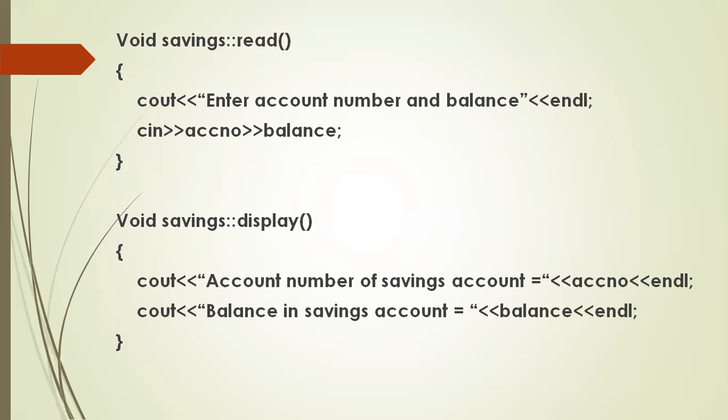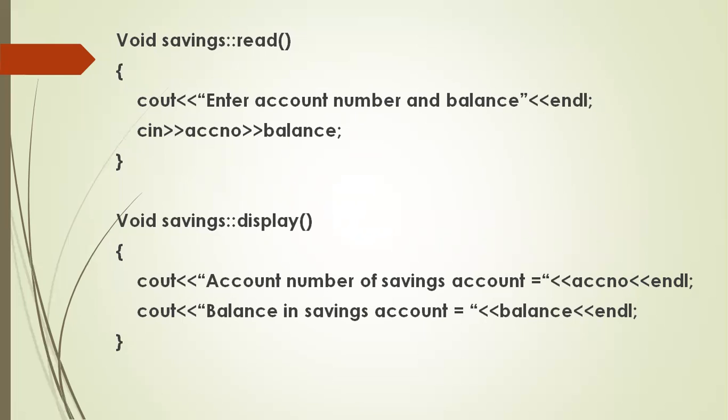So these are the two member functions of the savings class. Void saving read function, just similar to the read function of the current class. Next, again you have to define the display function, which is similar to the display function of the current class. But here the read function is to read the account number and balance of the savings account, and the display function is to display the account number and balance of the savings account. Now we have defined the two classes. We have defined the member functions of both the classes.